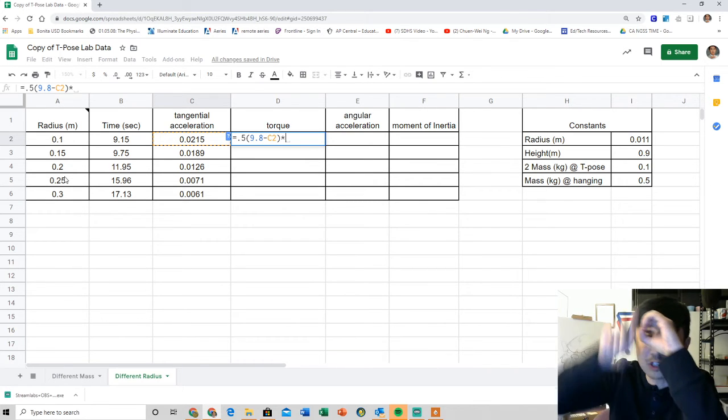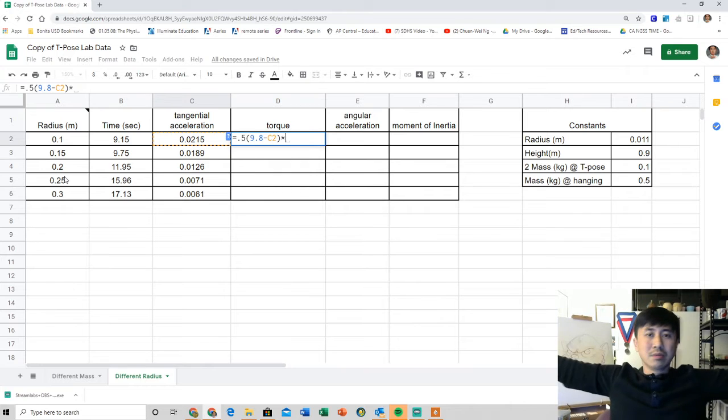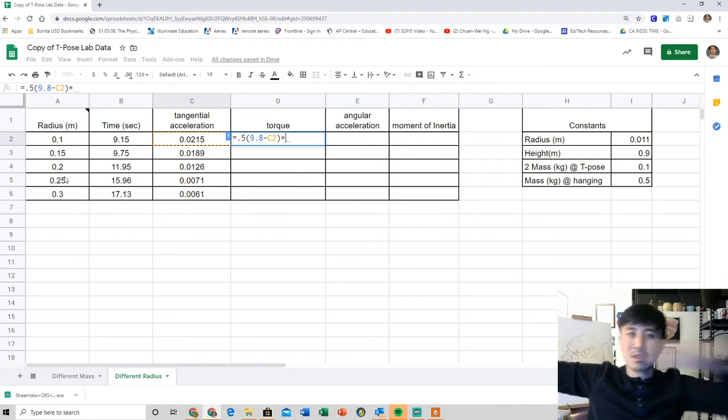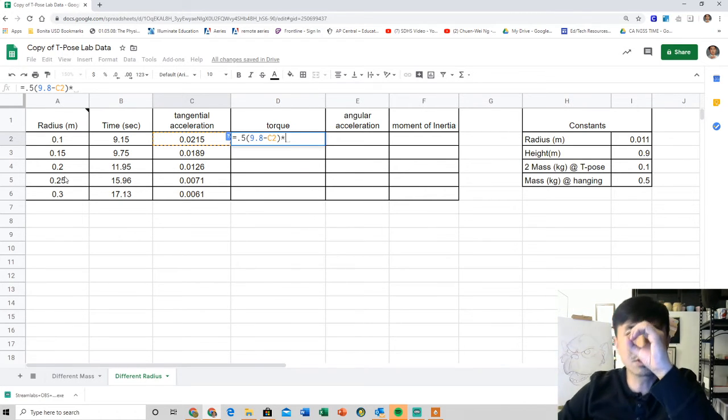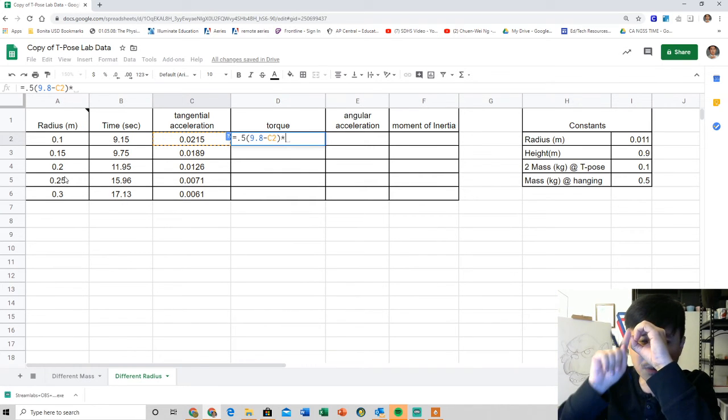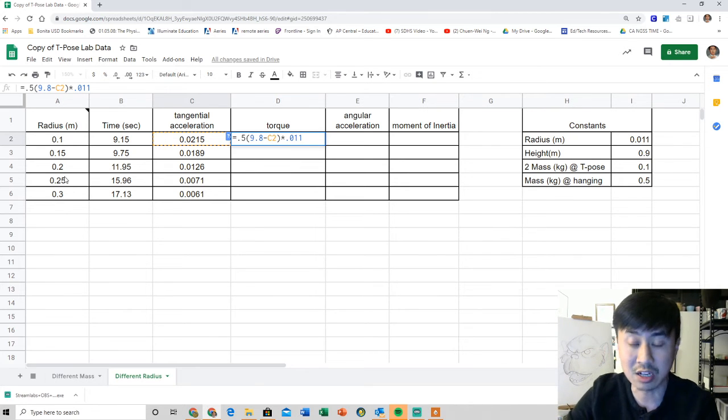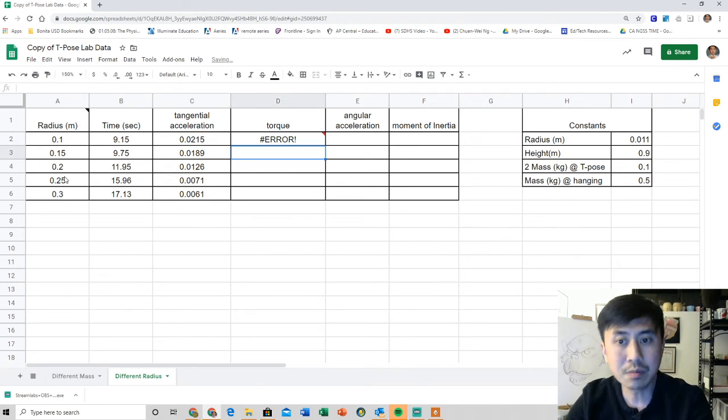What's giving us a torque is the radius of the little pipe. That's the thing with the string on it. The string is not up here. There's no torque being delivered on your T-pose. The torque is being delivered at the little PVC at the base of your T-pose. So use that radius, which is 0.011. That's not going to change. Oh, I have an error.